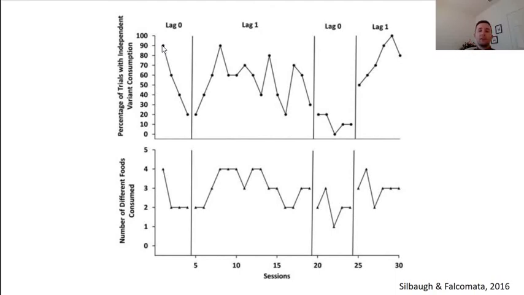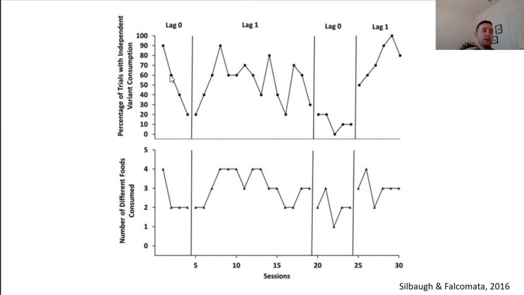But on the next trial, let's say he ate a veggie stick. Well, the veggie stick's different than the peanut, the last thing he ate. So that is a variant response. Anyways, in the first session, 90% of trials, he consumed variant food, right?